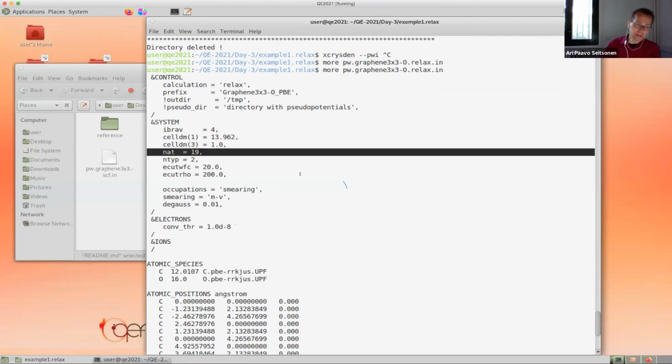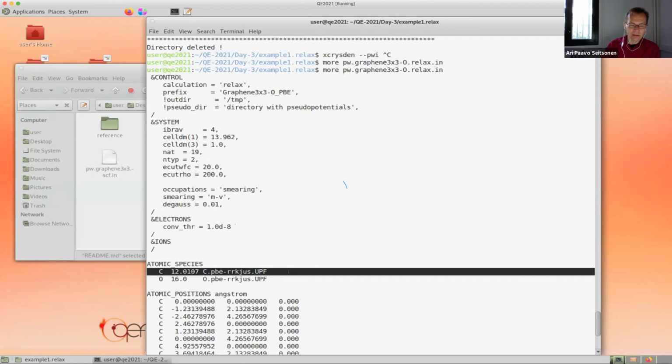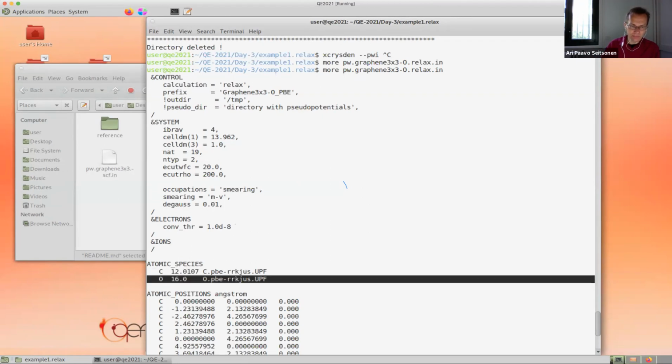And we have, as I mentioned, 18 carbon atoms and 1 oxygen atom. And we have 2 types, again, because we have the carbon and the 1 oxygen.